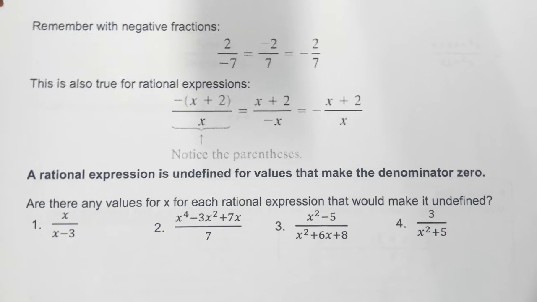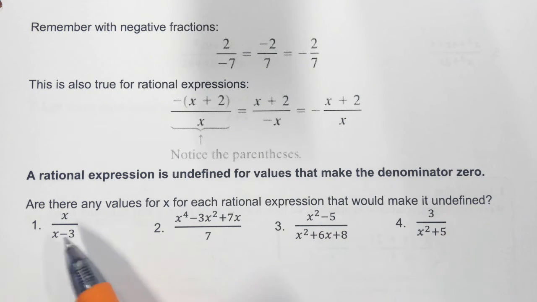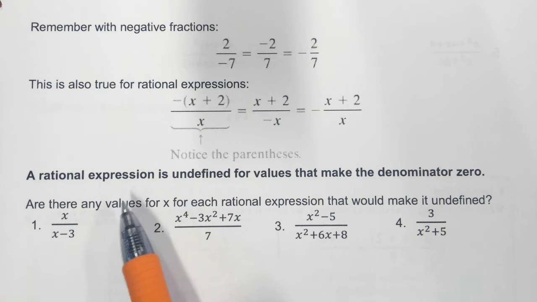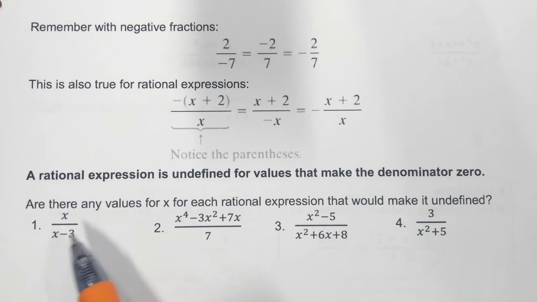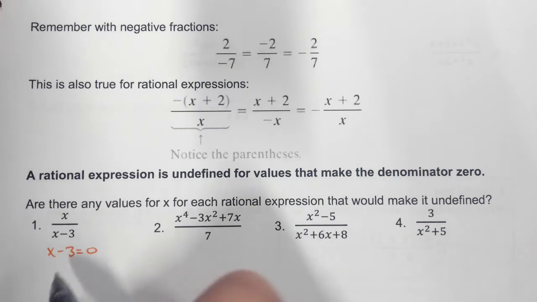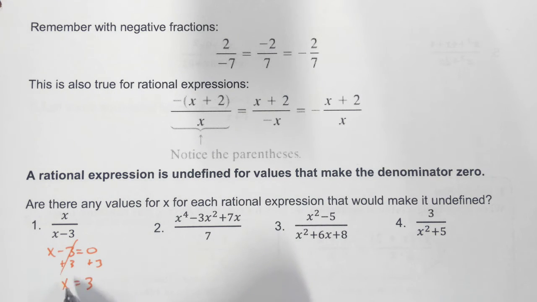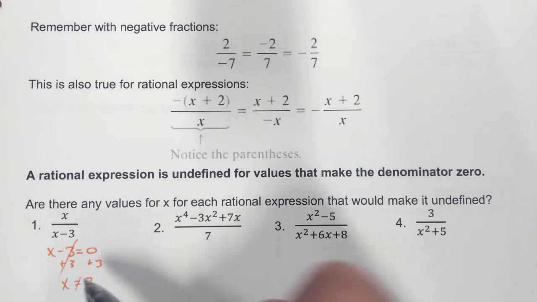All right, so the next thing I alluded to earlier is a rational expression is undefined for values that make the denominator 0. Because remember, you can't divide by 0. It's against the rules. So they're going to ask some questions. Are there any values of x which would make the rational expression undefined? So how do you do that? Well, you set the denominator equal to 0. x minus 3 equals 0. You would add 3 to both sides of the equation, which means x would equal 3. So if x were 3, plug it in. 3 minus 3, that makes the denominator 0. So x cannot equal 3.